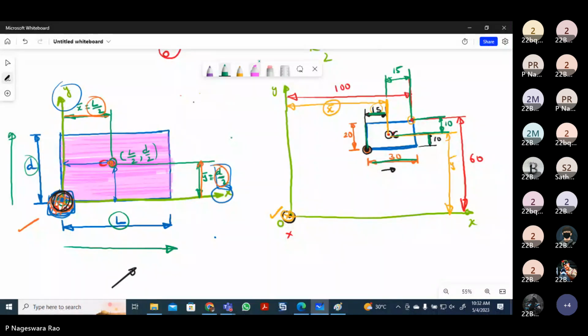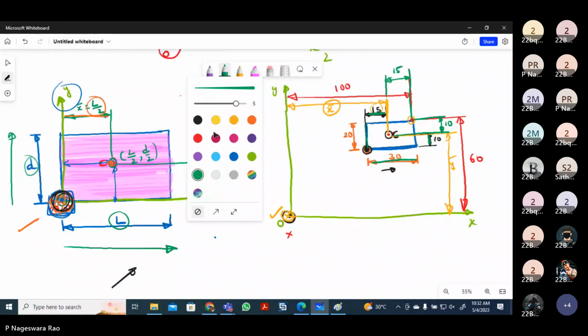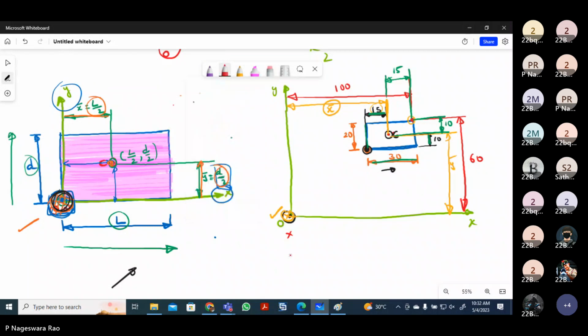Now I am measuring the x coordinate. So what is the x bar in this case? This distance is what we call x bar. So x bar I can write as now. How to get this distance? So you know that from this line to this y-axis, what is the total distance? 100. What is this distance? 15. So I need this distance.